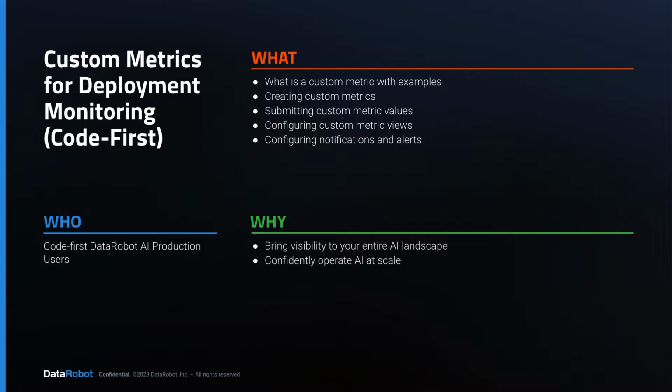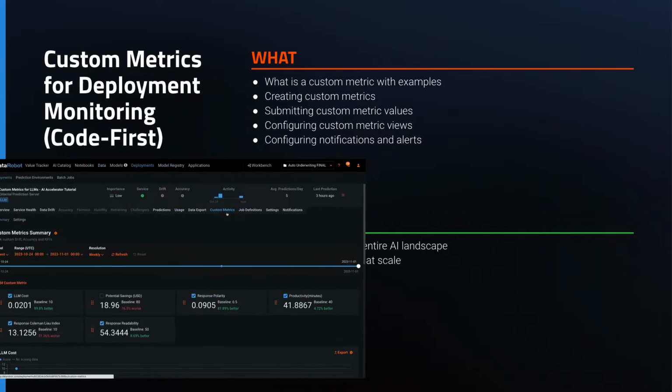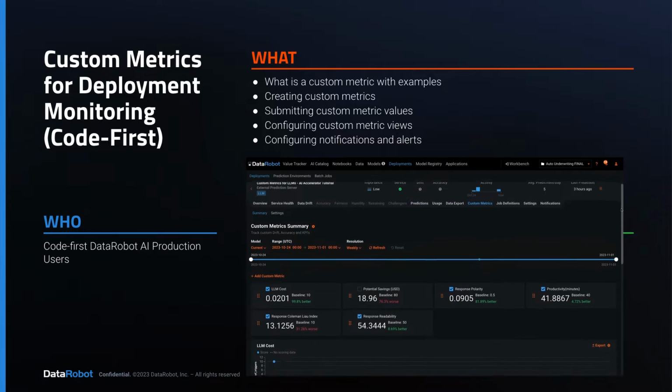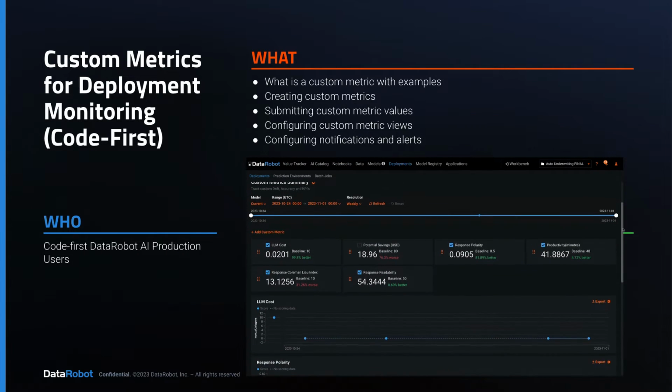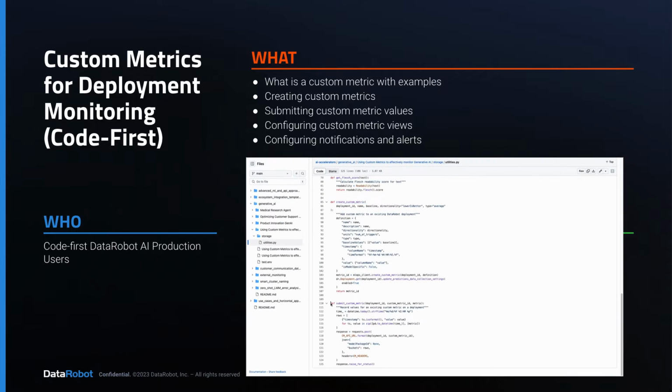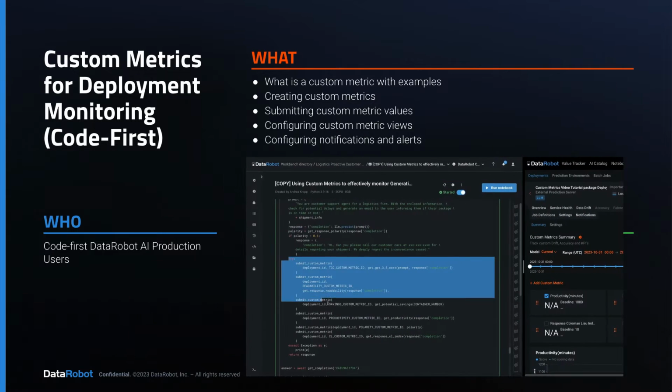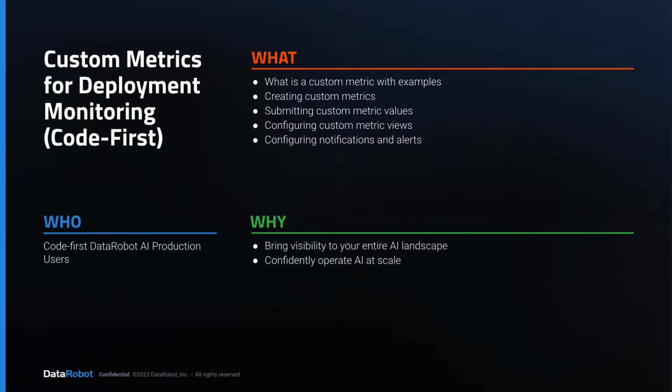In this video, you'll learn about custom metrics for deployment monitoring. You'll see a few popular examples of custom metrics for generative AI and predictive AI deployments. And then you'll see the process for creating a custom metric in DataRobot and submitting custom metric values to a deployment. Those two steps will be in code.